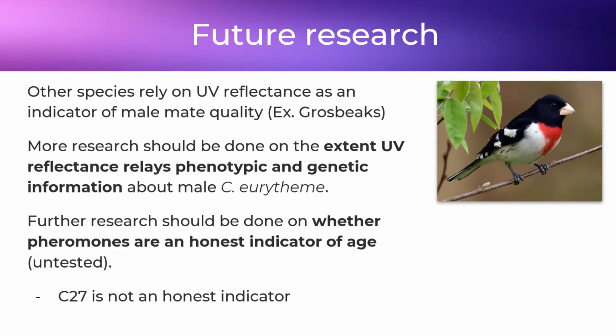We know other species, such as grosbeaks, rely on UV reflectance as an indicator of male health. Therefore, more research should be done on the extent UV reflectance relays phenotypic and genetic information about male Colias eurytheme mates. Future research should also be conducted on whether pheromones are an honest indicator of age, which remained untested at the time of this article's publishing. They should also keep in mind that pheromone C27 is not an honest indicator of age.